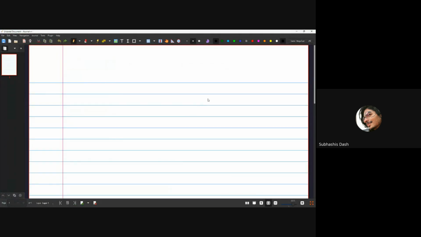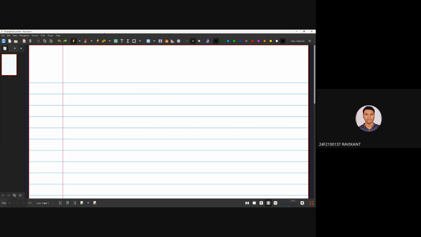Just have to connect the tablet as well. Just give me 1 second. I'm connecting the tablet. Okay, yeah. Okay, so is my screen visible?